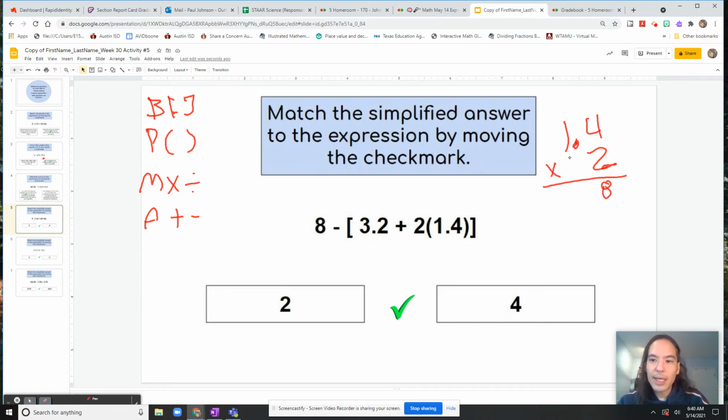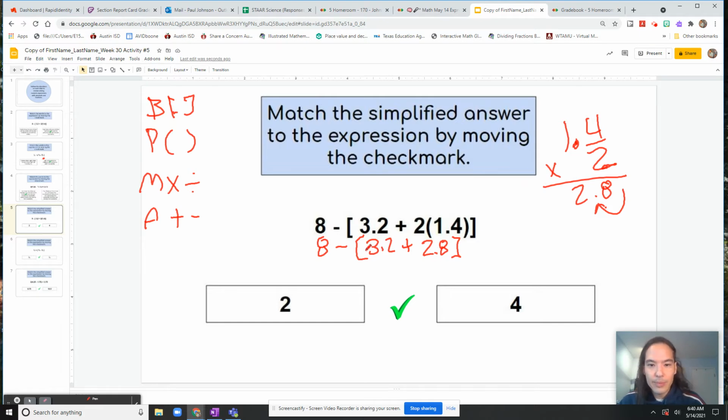2 times 4 is 8. 2 times 1 is 2. I have 1 decimal place. I'm going to have 1 decimal place in my answer. So now we're looking at 2 and 8/10. So as you can see, my first step was multiplying 2 times 1 4/10, because not only is it in the brackets, but it's also multiplication and division before we can add and subtract, right?